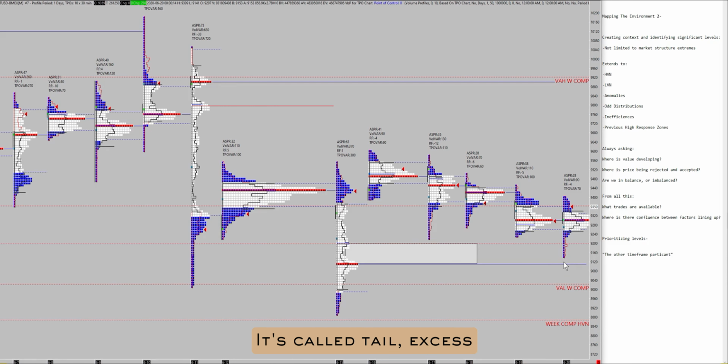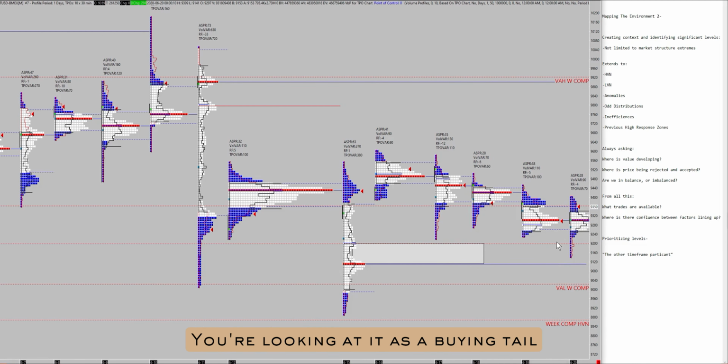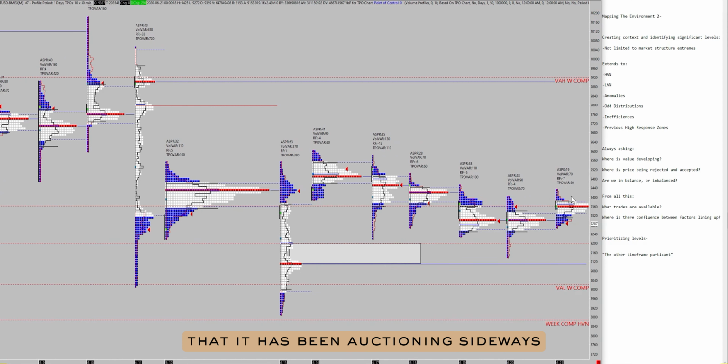It's called a tail or excess, depending on how you want to interpret what that means. You're looking at it as a buying tail, it's excess at the low. So we're seeing that there is a buying response at an area that we already marked out as likely being significant. So if you're starting to see that the market is finding its footing, that it has been auctioning sideways, what is one of the first things that you're going to pay attention to aside from this sign of a buying tail at this level that we've already indicated?